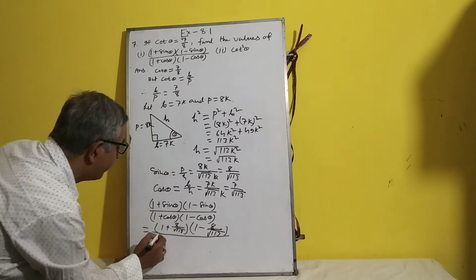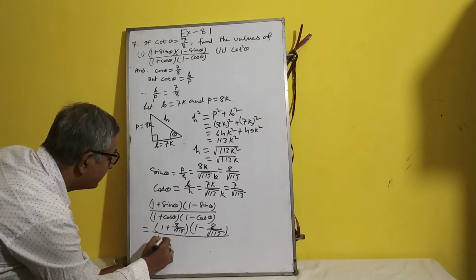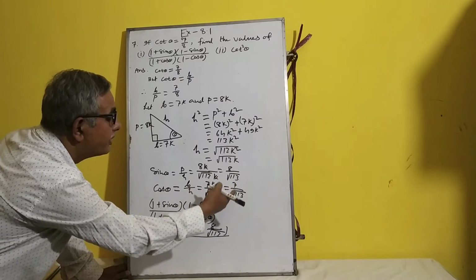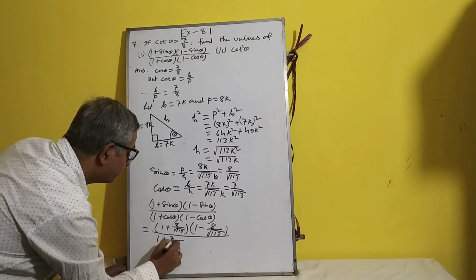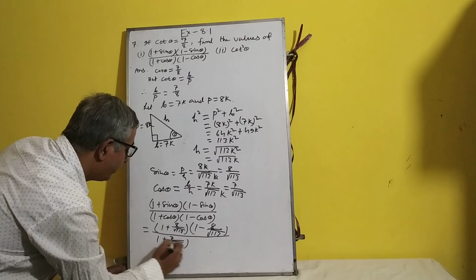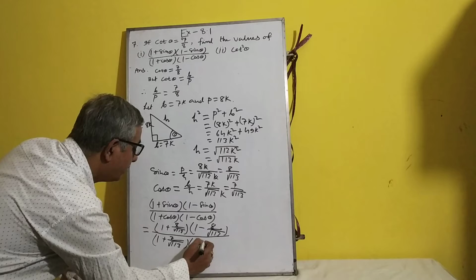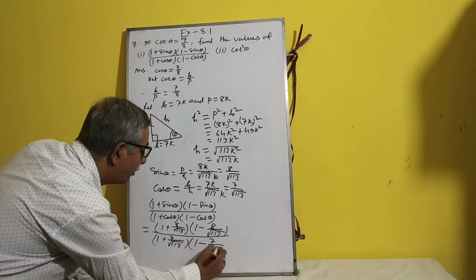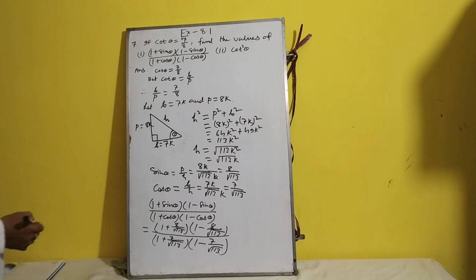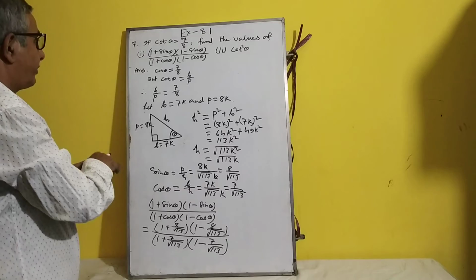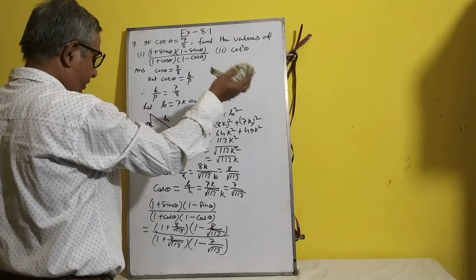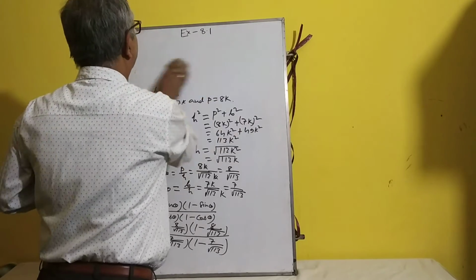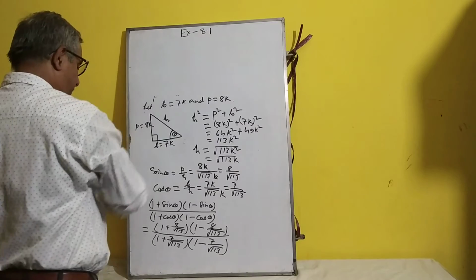Again, in the denominator you have to write 1 plus 7 by root 113, because cos theta is equal to 7 by root 113. Again 1 minus 7 by root 113. Now there is no space, so I am going to rub it. You come here.